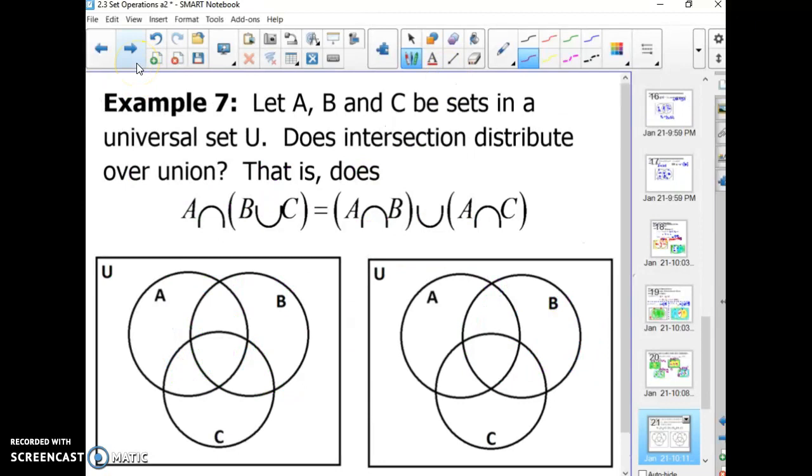All right, so here's the thing. We got example 7, and then we talk about inclusion, exclusion, and we're done.